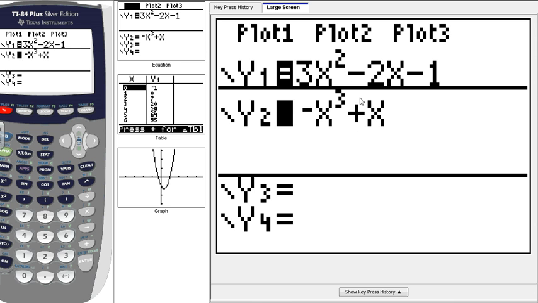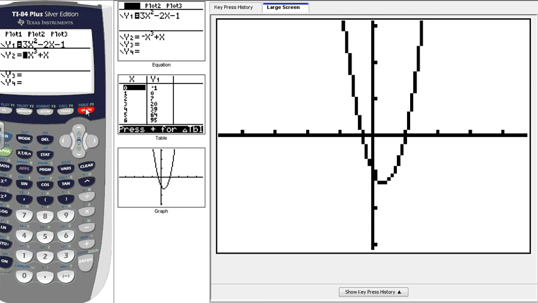What you can do is go over where the equal sign is and press enter, and that will graph both of them at the same time. But if you only want one graph, just go back over the equal sign, press enter, and now it's only going to graph just the one. Once you've put 3x squared minus 2x minus 1 in, go ahead and press the graph button. And there it is, we have our quadratic.